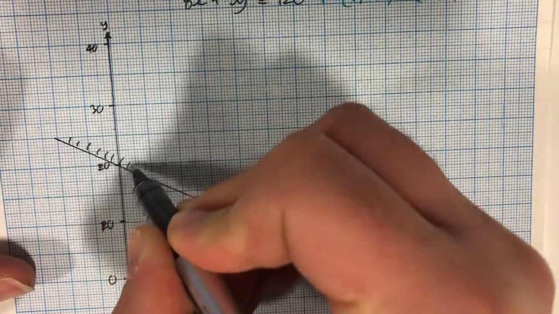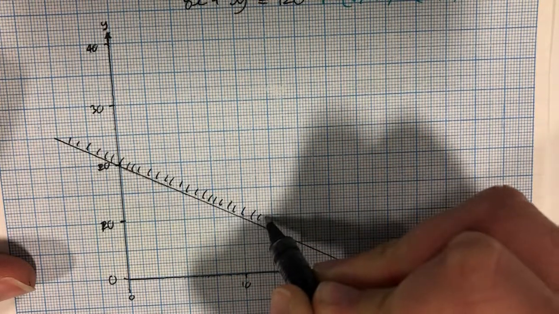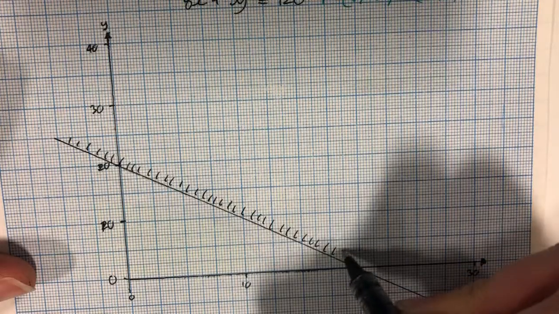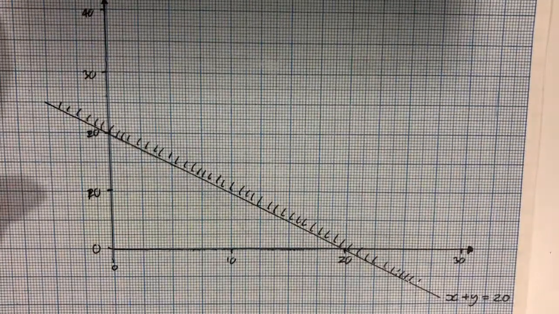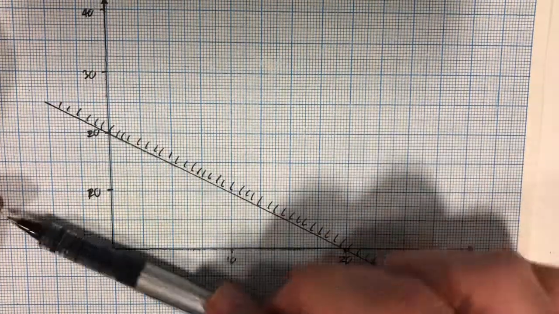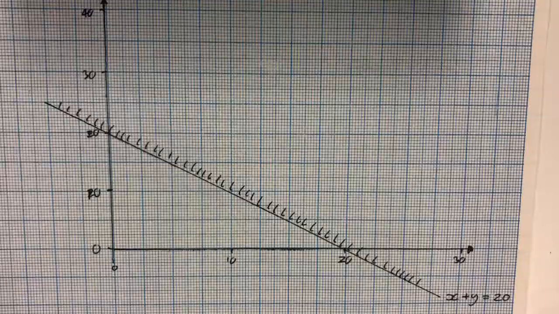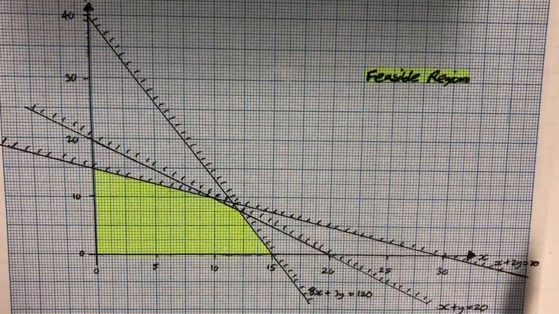And to shade, just little flicks on the back end of the line is ample. Okay, you don't need to go overboard. You don't need to scribble all over your graph. Try and keep it nice and neat. That is adequate shading to indicate that you want this side of the line. Okay, repeat that process for the other two constraints, and we'll end up with something that looks like this.